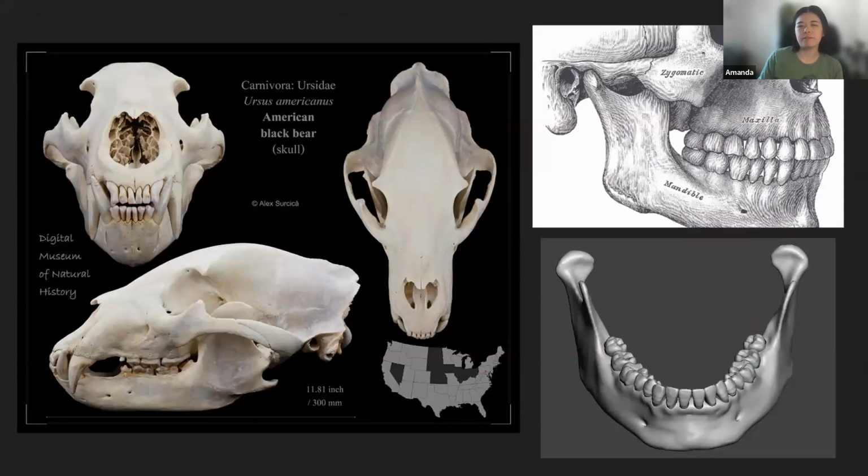And then omnivores have kind of a mixed version of cheek teeth. Some are flat for grinding, but also some or all are sharp enough to also rip and tear meat. So that includes things like black bears and humans.